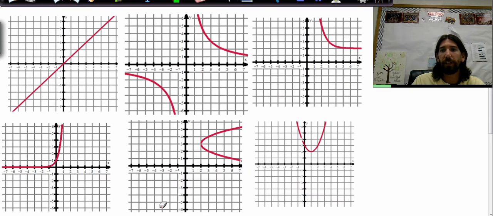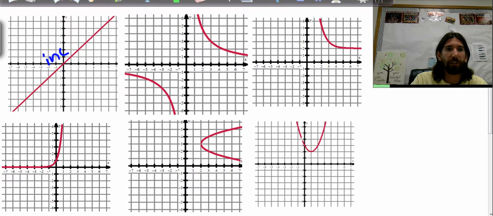Alright, now we're looking at some graphs. Remember, exponentials have to either always increase or always decrease. This guy is always increasing, but he's got a constant rate of change. He's sloped, so he's not exponential, he's linear.